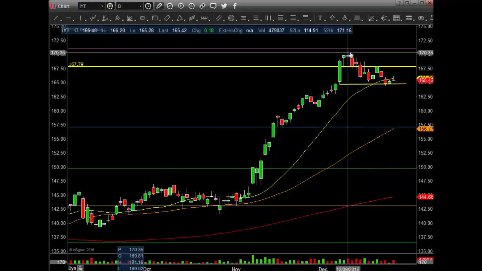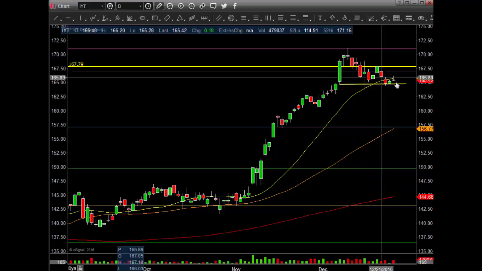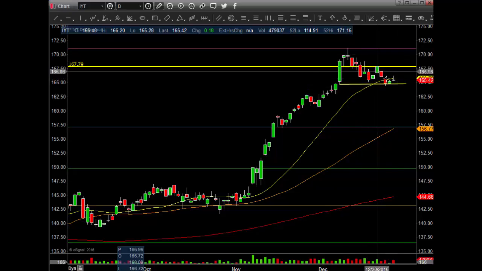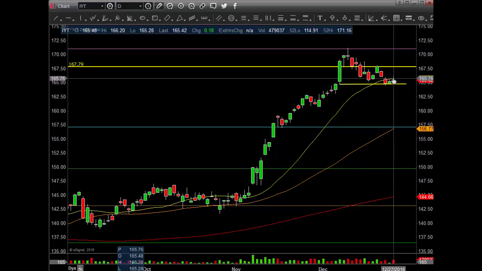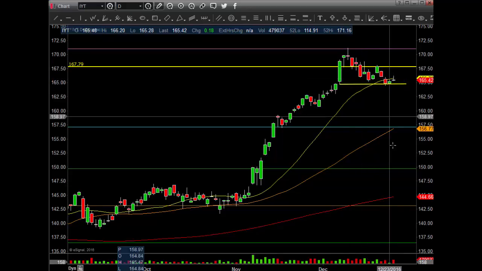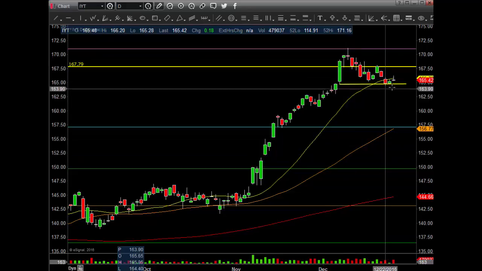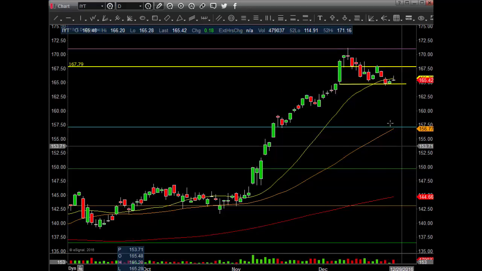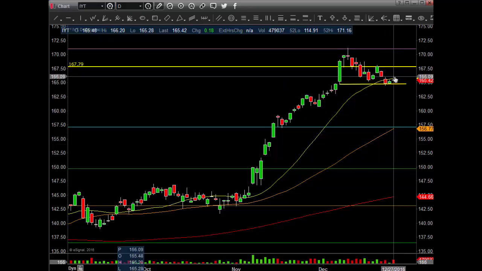IYT, or the transports, again, a little bit weaker, still nothing wrong. We did close below the 20 MA, so it's slightly more on the bearish side. We are above the other moving averages. We did have an inside bar bullish pattern, so let's see if we start popping up or do we stay below the 20 and does it set up for lower prices.